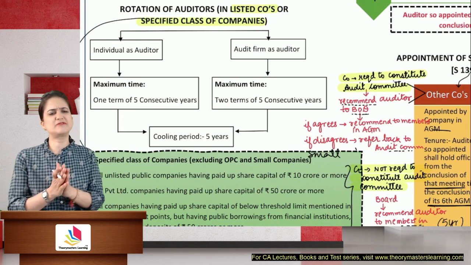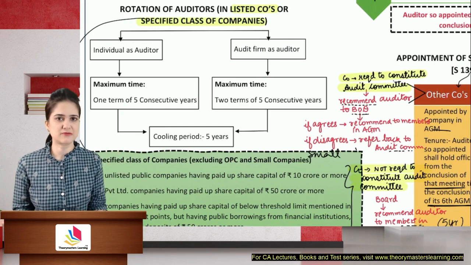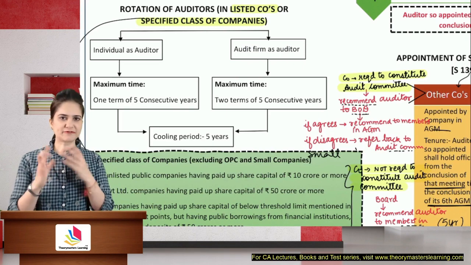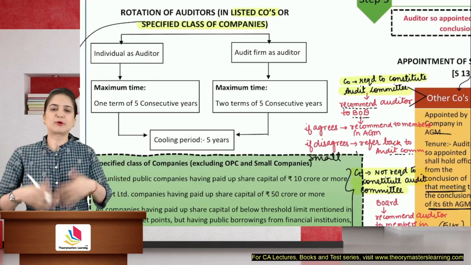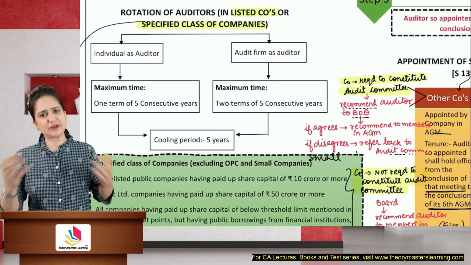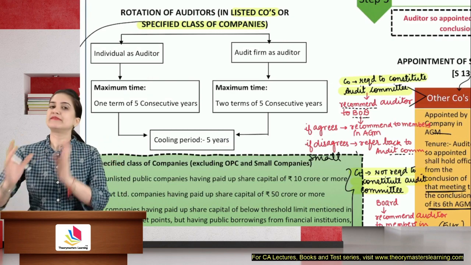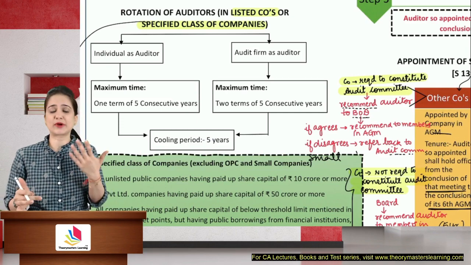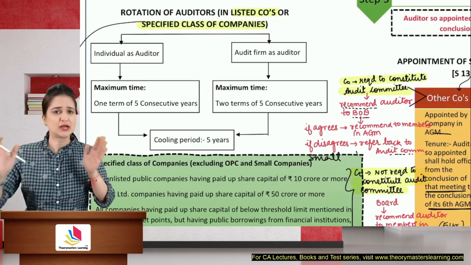In case the company wishes, no, we don't want to appoint him, we'll appoint someone else, the company is free to appoint someone else. So let's say that I am a company, I have appointed a firm for 5 years. After 5 years are over, I can either reappoint that person or I can appoint someone else. After those 10 years are over, then there will be a cooling period of 5 years, and that firm cannot be reappointed as an auditor of that company. They can be appointed as auditor of any other company, but not that same company.